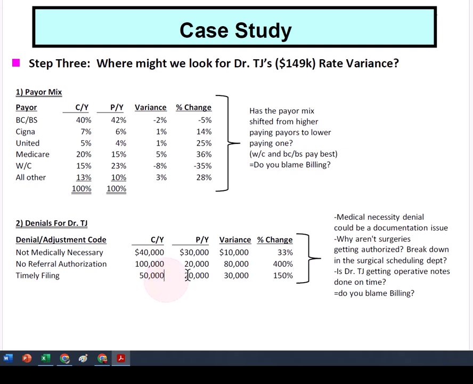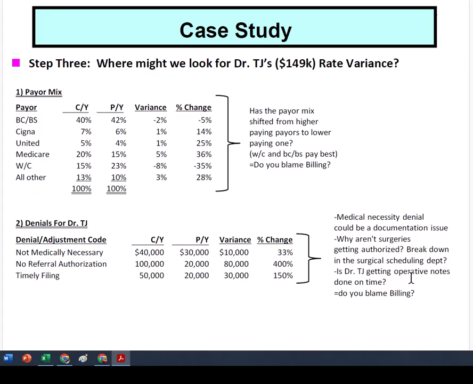Okay, timely filing up 150%. Again, we're not focusing on the dollar variances. We're focusing on the percent changes. Is Dr. Total Joint getting his operative reports done in time? Is the billing department waiting and waiting? Believe me, I've had a number of talks with a number of doctors over my career where we had to write off the charges or collect zero because they didn't get their stuff done in time.